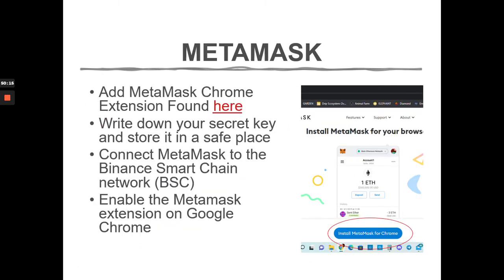So you're going to click, like I just mentioned earlier, install MetaMask for Chrome. Let's see, I want to make sure I don't forget anything. Write down your secret key when you're setting it up, if this is your first time. Make sure you write it down and store it in a safe place. And then make sure you're connecting to the Smart Chain Network, the BSC, not the BEP one or whatever it is. There's another one for Binance, not that one. You need to be on the Binance Smart Chain Network. And then, like I mentioned earlier, make sure you enable the MetaMask extension on Google Chrome.